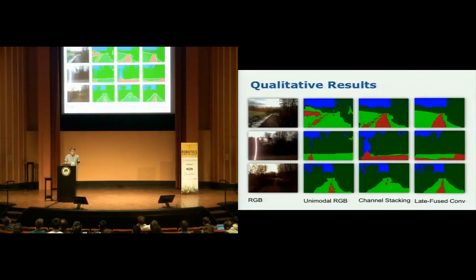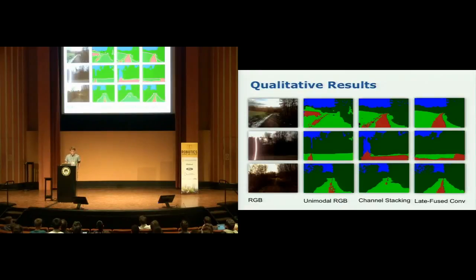In the upper left one, you see some snow. You see that it's badly detected by the RGB method. It's getting better with the channel stacking, and with the late fused convolution, you really have a good separation between the road and the grass.